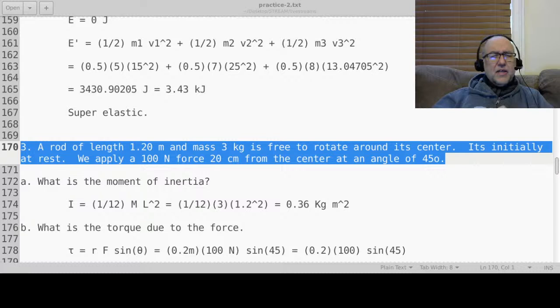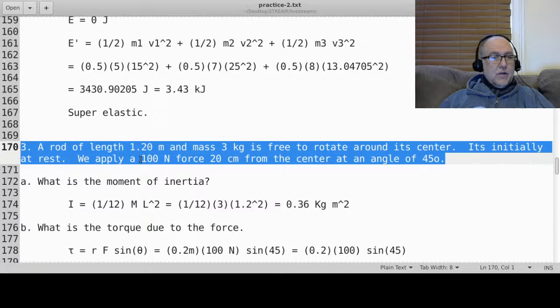So if you look at this, you go, what kind of problem is this? And you can already see that this is going to be a tau is equal to I alpha problem, the angular equivalent of Newton's second law, because we're applying a force and we're going to get it rotating. As soon as you apply force, that translates into a torque, and then it's going to start rotating. But now I'm walking you through it anyhow.